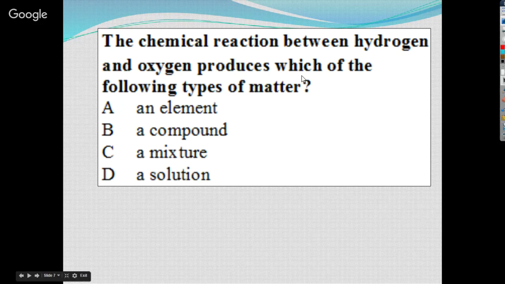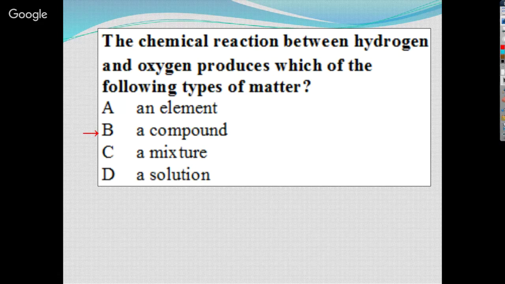A chemical reaction between oxygen and hydrogen produces what kind of matter? So you have 2 or more elements combining together. What do they form? A compound. 2 or more elements that combine together are called a compound. What if I said 2 or more substances mixed together? That'd be a mixture. Mixtures aren't combining, they're just hanging out. Okay? A compound creates something brand new.